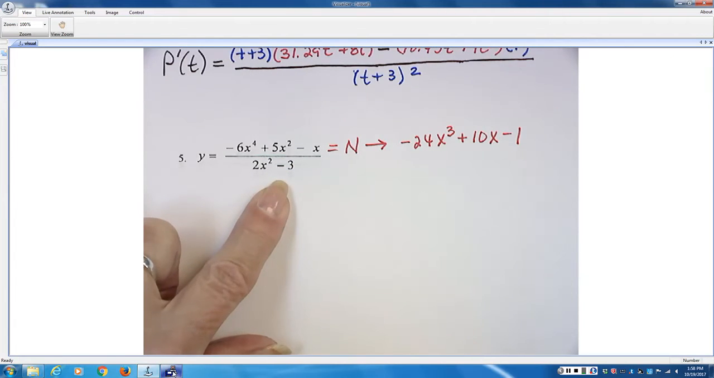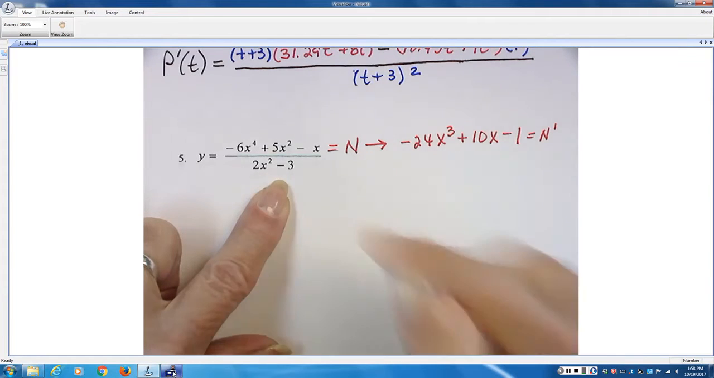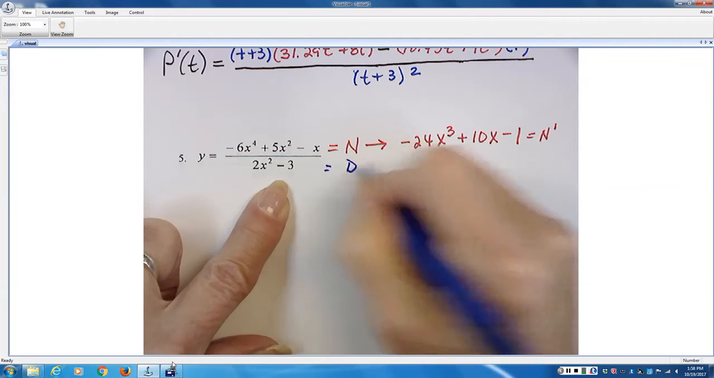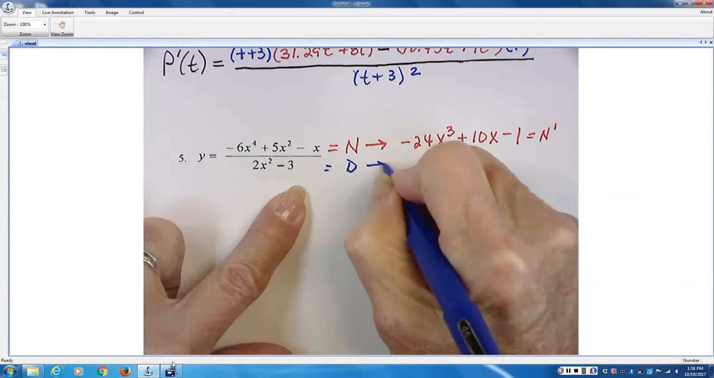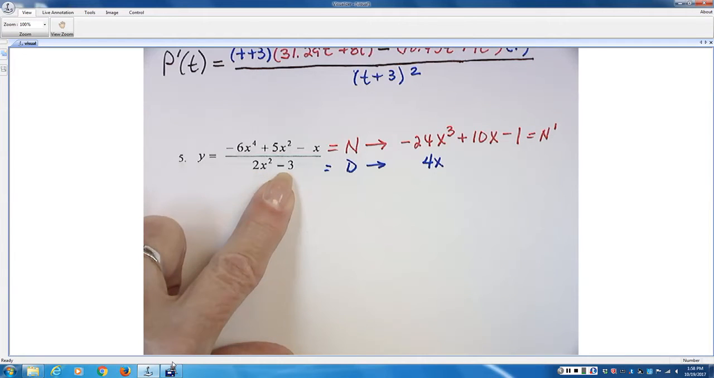And then our denominator is 2x squared minus 3. So when we take its derivative, that's 2 times 2 is 4x, and then the derivative of minus 3 is 0. So that's just going to be 4x.